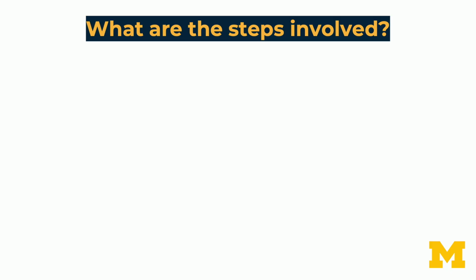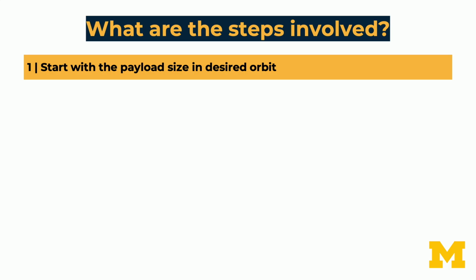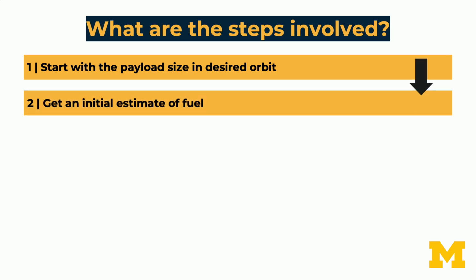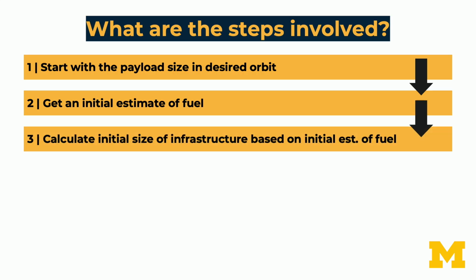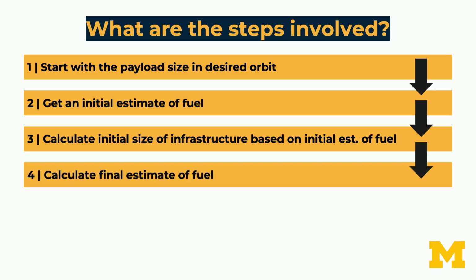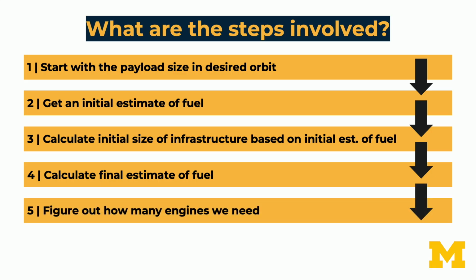All right, what are the steps that we actually go through? Well, the first is we start with the payload size and the desired orbit. Then we get an initial estimate of the amount of fuel that we would take. And then we're going to calculate the size of the infrastructure that we need based on the initial estimate of the fuel. So how large of storage tanks do we need and stuff. And then we're going to calculate the final mass given the amount of infrastructure that we're going to need. And then we're going to figure out how large of the engines we need, or how many engines we actually need to get us off the ground.